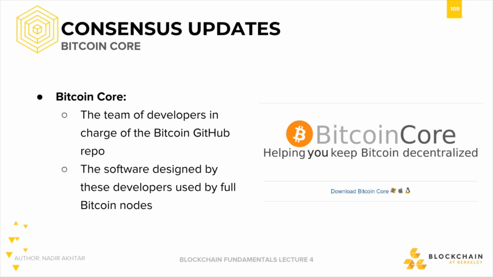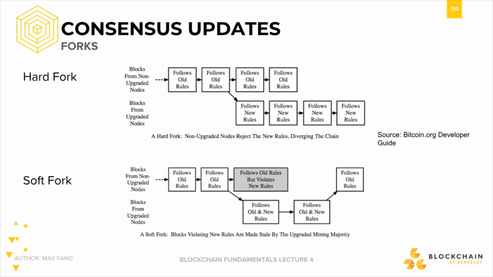They get sort of voted into those positions, and they're a team of developers who manage and update the Bitcoin GitHub repository, and the software is designed by these developers. They have full Bitcoin nodes, stuff like that. They're the go-to people whenever there's conflict. Everyone's like, what do the Bitcoin Core developers think? Yep, cool. And then these definitions.